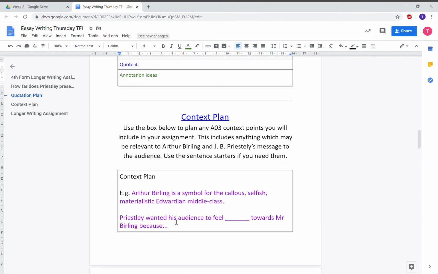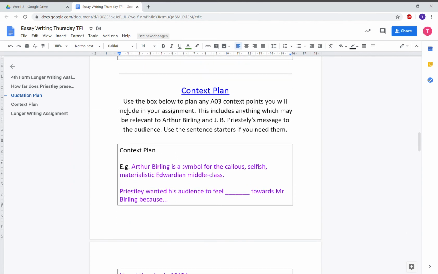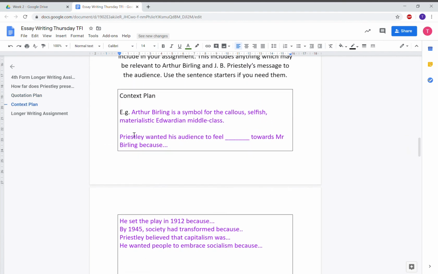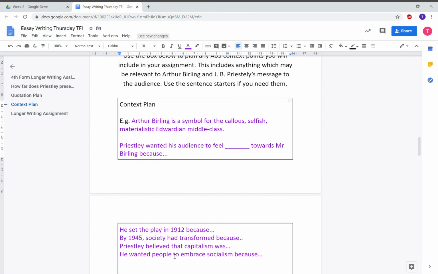There is also a context plan. It says, use the box below to plan any AO3 context points that you will include in your assignment. This includes anything which may be relevant to Arthur Birling and J.B. Priestley's message to the audience. If you think you might find this fairly tricky, use the sentence starters. I've got 5 sentence starters. Feel free to just use those, but I challenge you to also try and add your own thoughts if you can think of any.